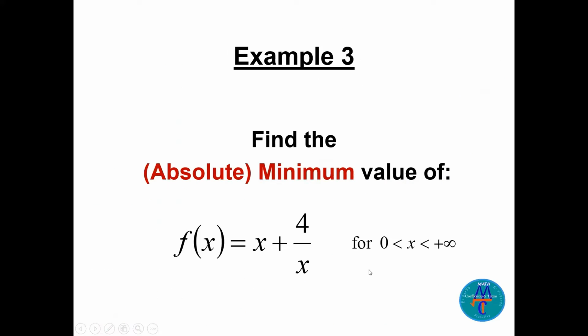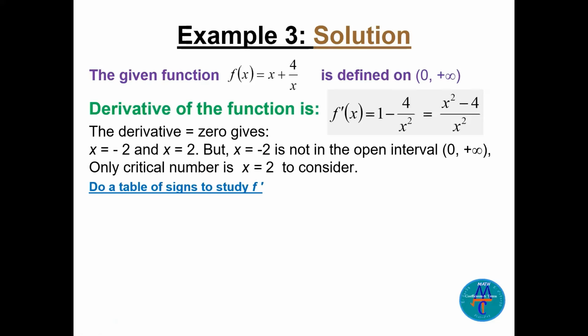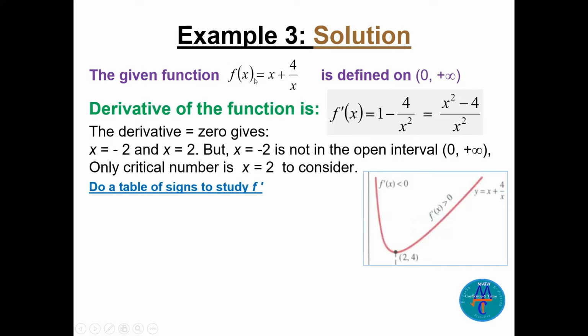Okay. Now find the absolute minimum value of this function f of x, x plus 4 over x, x between 0 to infinity. So first we have to do the derivative. Okay, so this is f, the function, x plus 4 over x. This is so easy to find the derivative. Derivative of x will be 1. The derivative of 4 over x will be minus 4 over x squared.